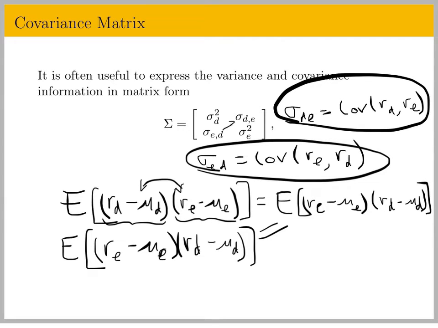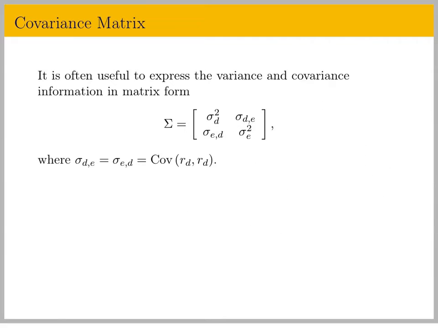Or, all I'm saying is that these two components, sigma DE and sigma ED, those are identical numbers. The covariance of D with E is also the covariance of E with D. And so this covariance matrix is always going to be symmetric. Anytime you have a component that summarizes the covariance between D and E, then the component matching it on the other side of the matrix is going to be identical because it just swaps the order, which is exactly what this is saying here.